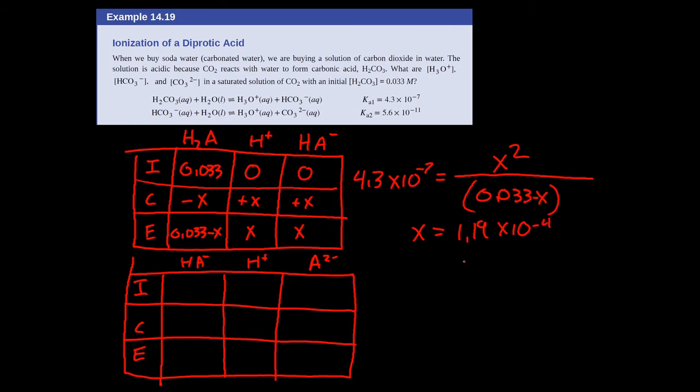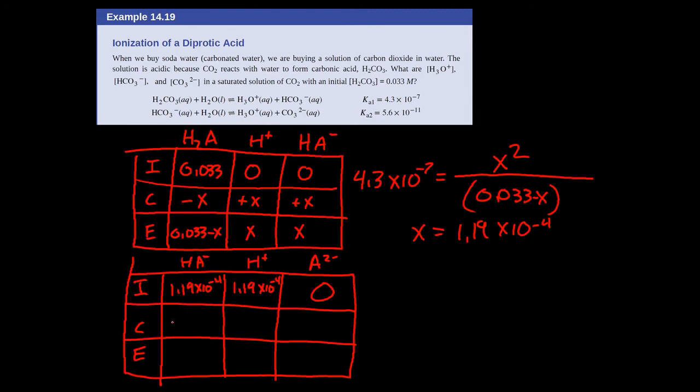Okay, so that is x, which means that is what's going to go in here for that second deprotonation. And that means it's also going to go in here, because x is not just the amount of the acid that was deprotonated, it's also the amount of H+ that was produced. And so we're going to have 0 of this to start with, and then it's going to be the exact same process here.